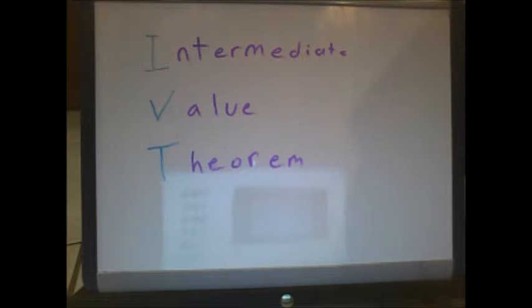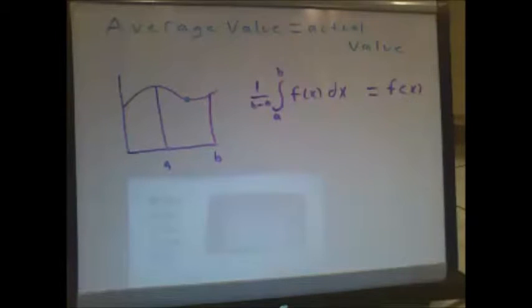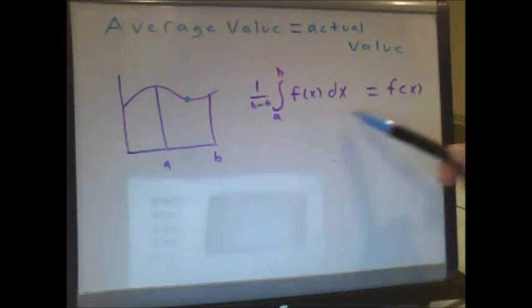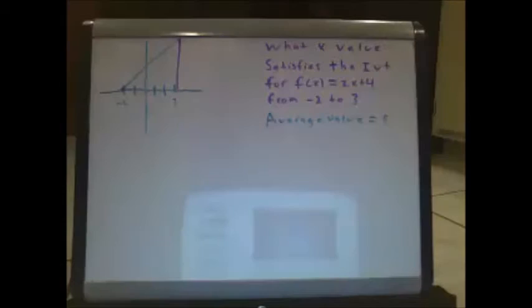Now that we understand the average value idea, we can connect this to the intermediate value theorem for integrals. If you recall, for derivatives, it said that the average rate of change must equal the instantaneous rate of change. For integrals, it's a very similar idea. It states that for f of x, if it is continuous and differentiable on an interval, the actual height of the graph, or the value of f of x, must at one point equal the average value.